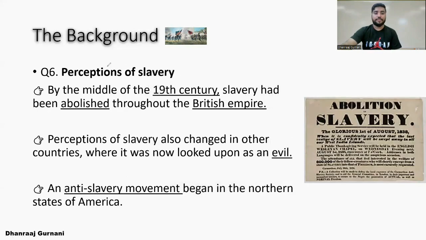Let's see question number 6, perception of slavery. Three points. First, by the middle of the 19th century, slavery had been abolished throughout the British Empire. So it was clear the British Empire said no to slavery. Point number two, perception of slavery also changed in other countries, where it was now looked upon as evil. And third, anti-slavery movements began in the northern states of America. So the British Empire, other countries, and the northern states of America were saying no to slavery. They had abolished slavery.